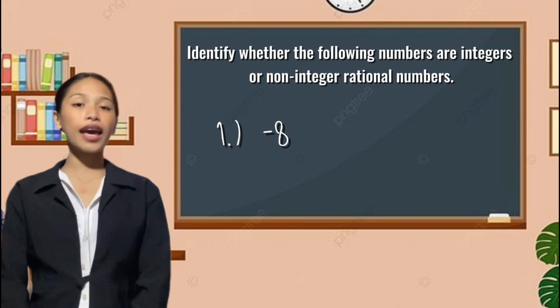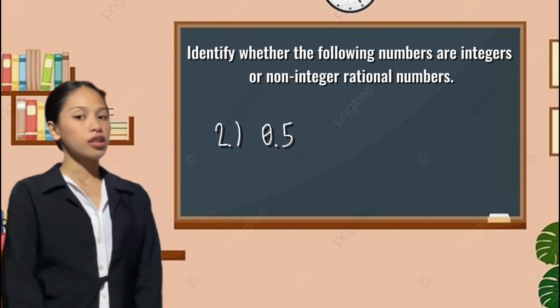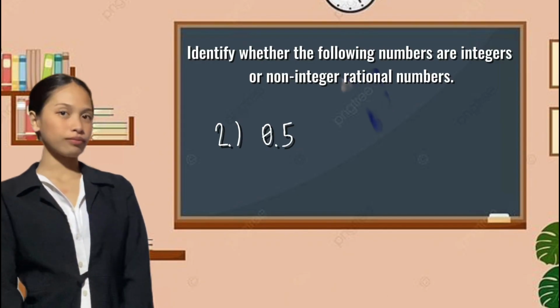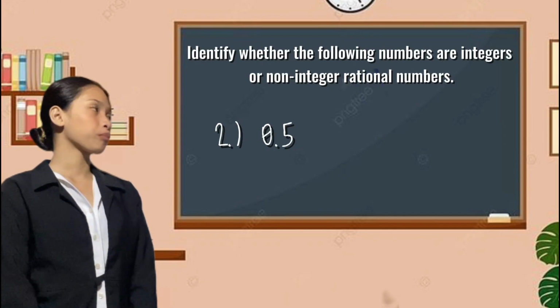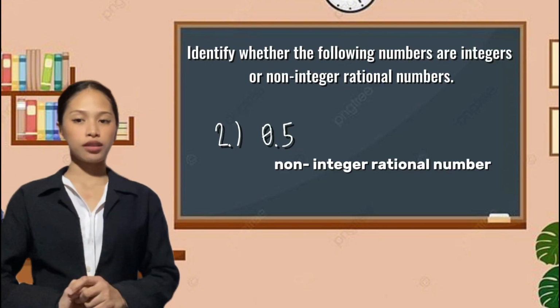Correct. It is an integer. Number 2. 0.5. What is the answer? Correct. It is a non-integer rational number. Number 3.